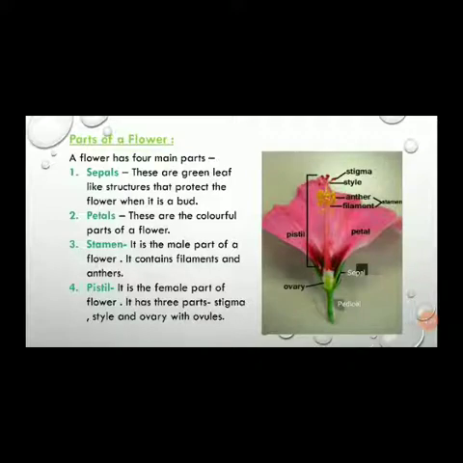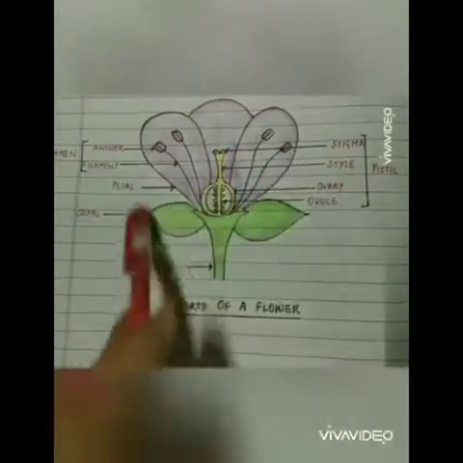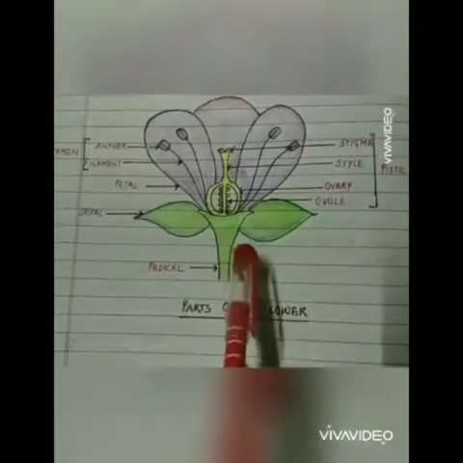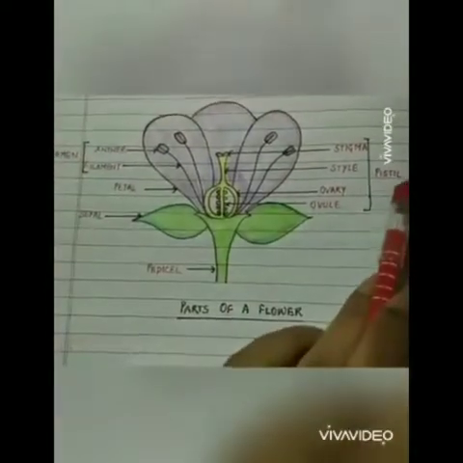Now parts of a flower. All flowers grow from buds. Buds after opening change into flowers. A flower has four main parts, that is sepals, petals, stamen and pistil. We will study this in detail in our next slide. Children, here you can see a flower and its parts. So basically, a flower has four main parts, that is sepal, petal, stamen and pistil.